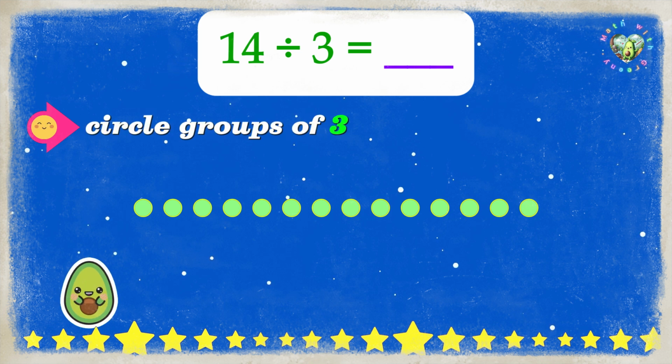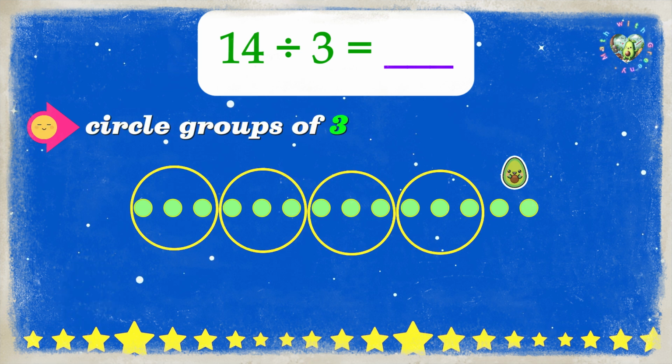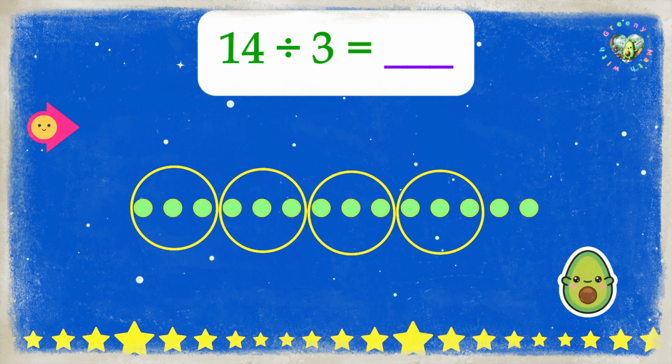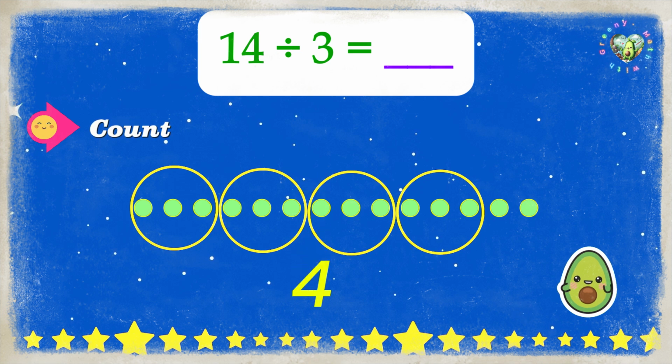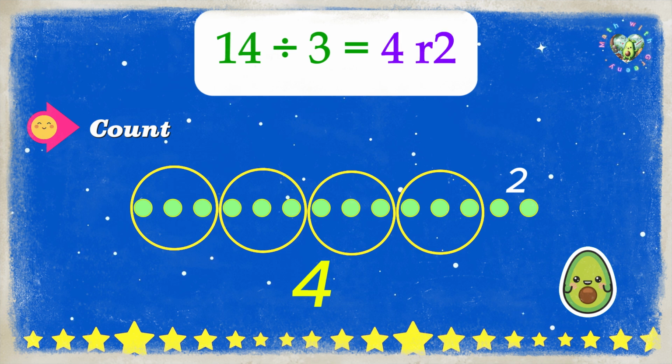Circle groups of 3. Oh! There are 2 dots left over. Awesome! And then? Count! 4 circles and 2 dots outside. So, 14 divided by 3 equals 4 remainder 2.